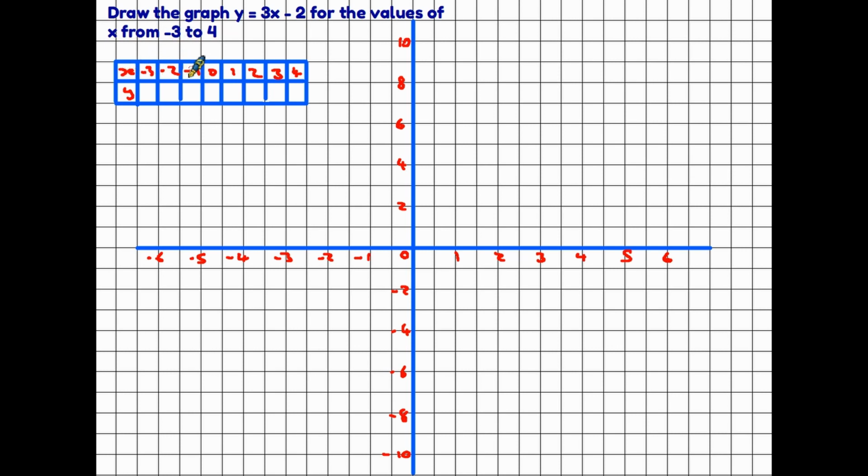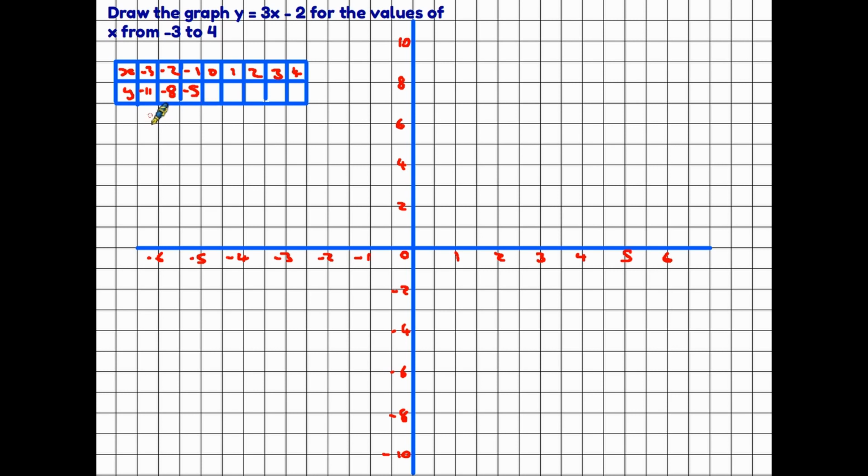So here we've got the box with all the values of x from minus 3 to 4. Let's start filling in the bottom box. So y is 3x minus 2. So first of all, 3x, that's 3 times minus 3. That is minus 9. Minus 2 is minus 11. The second box, 3x is 3 times minus 2. That's minus 6. Minus another 2 is minus 8. The next box, 3 times minus 1 is minus 3. Minus the 2 is minus 5.